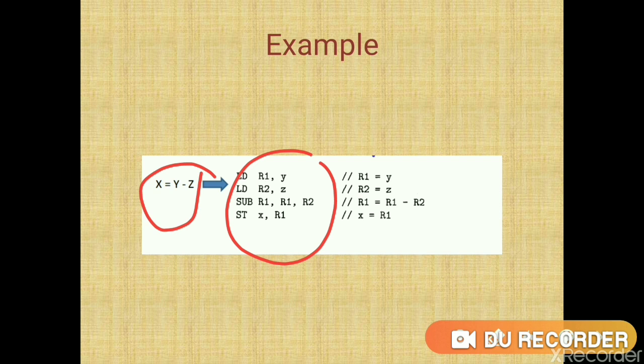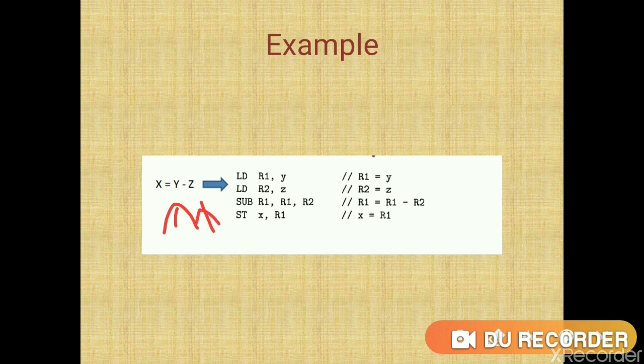So here I have written the assembly code statement like this. First I have to load the value of y, next I have to load the value of z, then find the subtraction for y and z, and that result will be stored to x. This is the normal operation. Now we will see each step in detail.